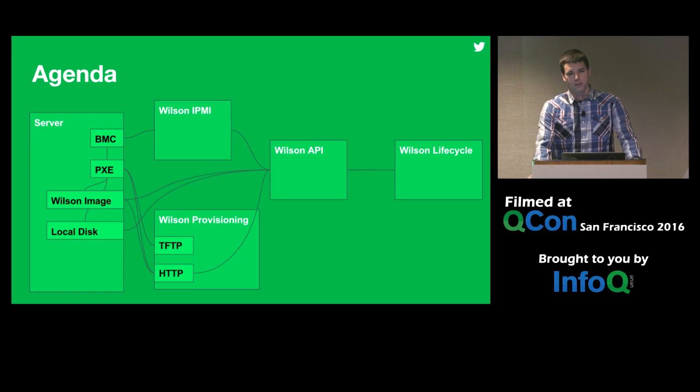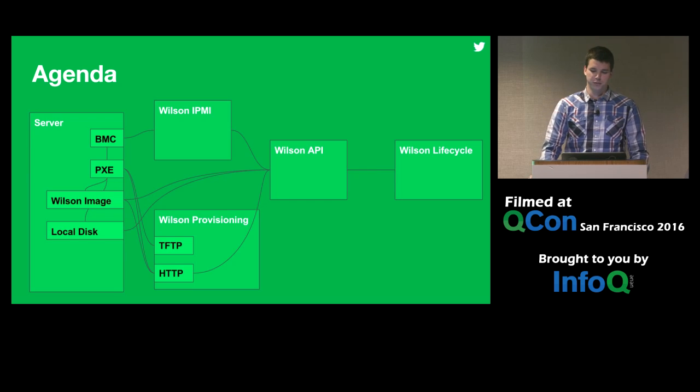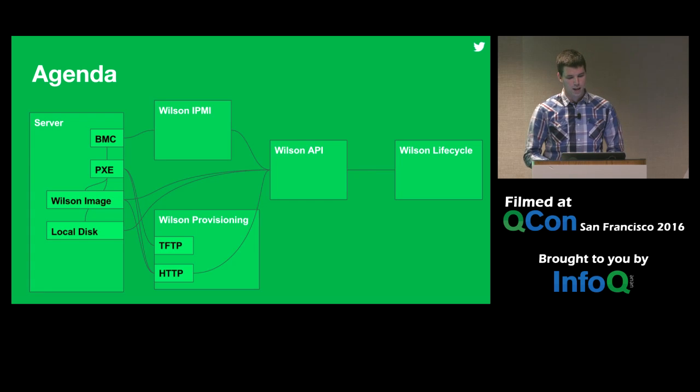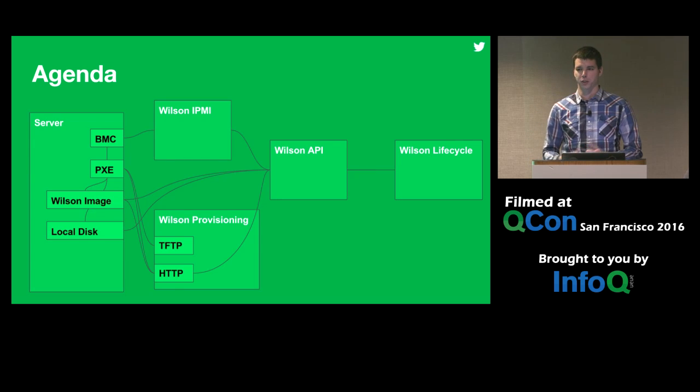I'm going to talk about the three main components that we use for provisioning. Collectively, we call this the Wilson stack. First, there's Wilson provisioning, which handles basic control and automation. There's Wilson API, which provides our automation for a sequential task we want to do on a server. And lifecycle, which provides an abstraction layer on top of that, which is what we primarily use to manage servers and install.